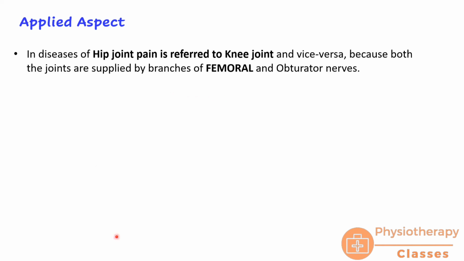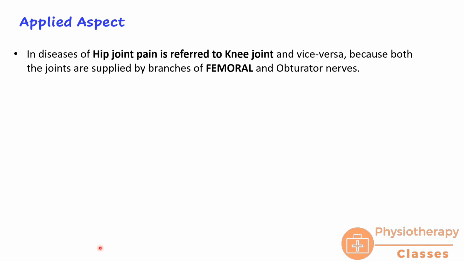Now it has been observed that in diseases of hip joint, the pain is referred to knee joint and vice versa. So why does this happen? Because both these joints are supplied by branches of the same nerves, that is femoral as well as obturator nerve. So therefore, pain from one joint is referred to another joint in case of disease process which involves one of the joints.